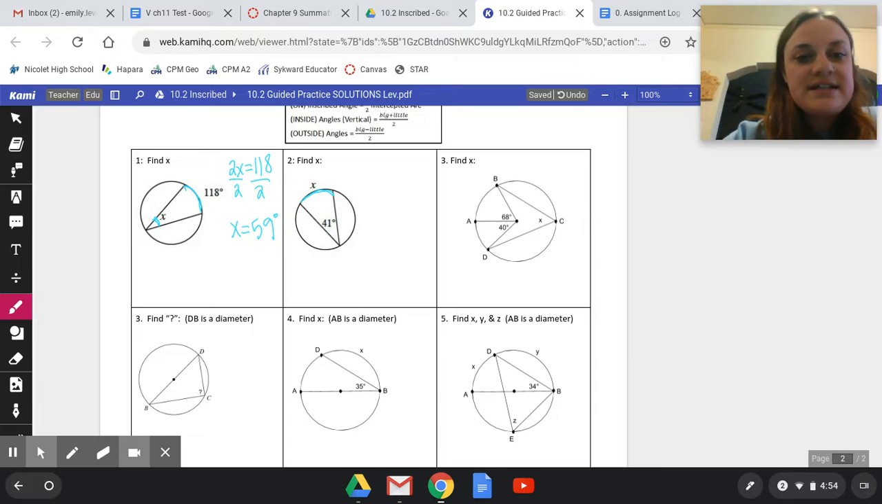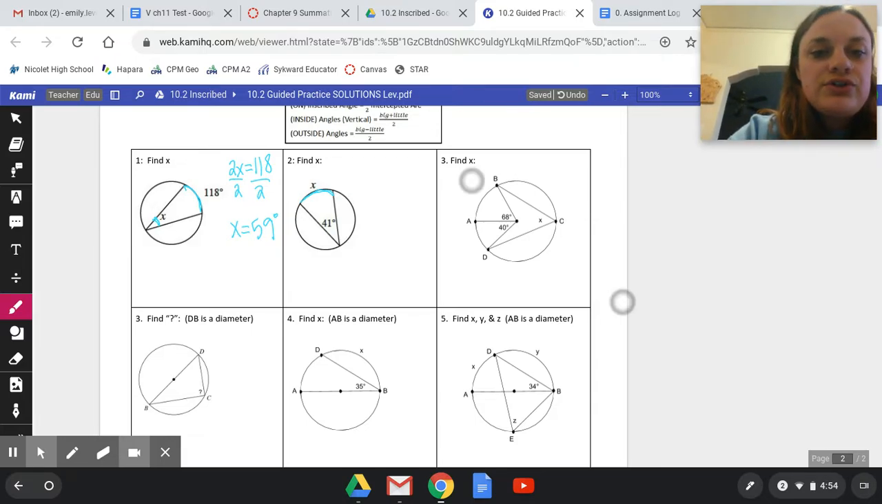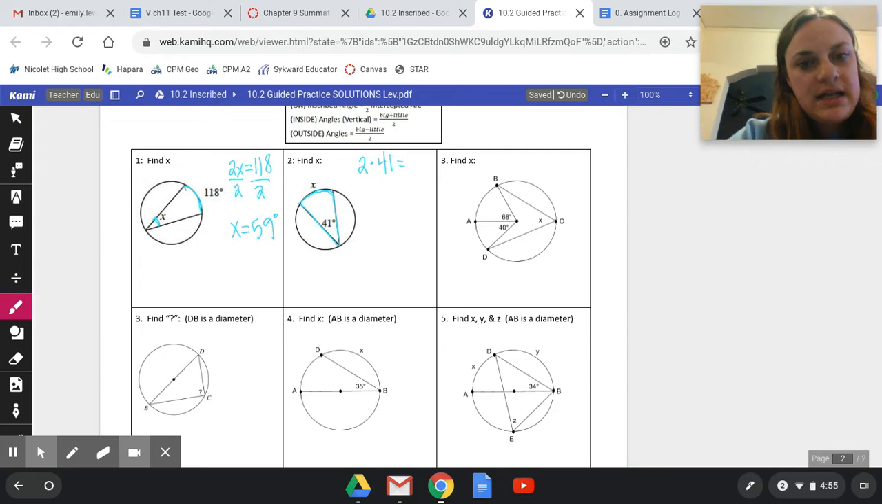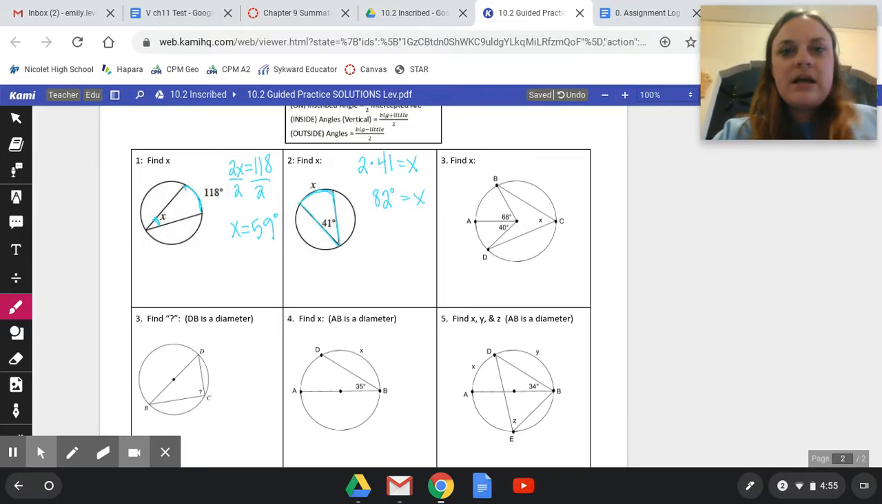Next, X now is the intercepted arc. So I'm going to follow the same thing. I'm going to say 2 times the inscribed angle. My inscribed angle in this case is 41. 2 times 41 is equal to my intercepted arc. 2 times 41 happens to be 82. 82 degrees is equal to X.